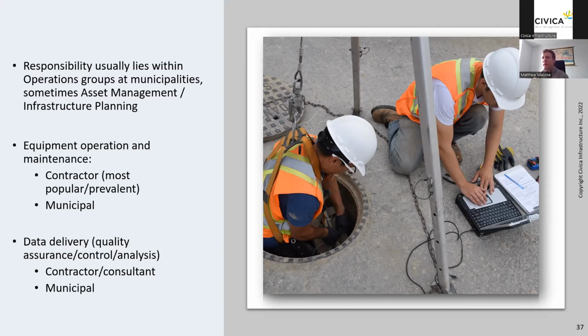In terms of equipment operation and maintenance, I would say the most popular and prevalent is hiring a contractor to install and maintain and operate the equipment. There are some municipalities that do purchase their own equipment, and some that have their own staff that go in and do all the operation and maintenance of this equipment. Rain gauges are one thing. You don't need confined space entry for those, but for installing into storm sewers or sanitary sewers, you do need advanced training. So that's one of the reasons why a lot of municipalities contract this out.